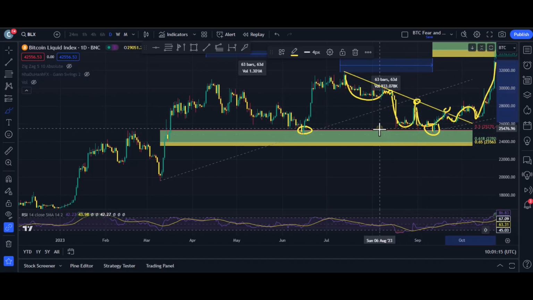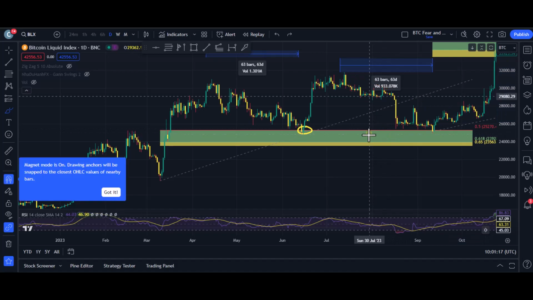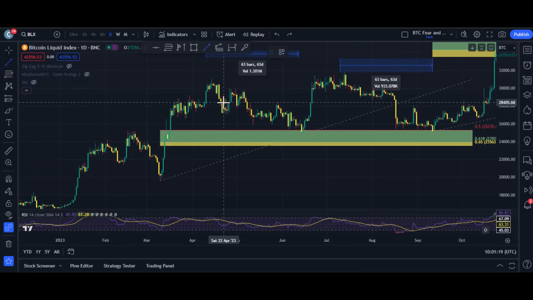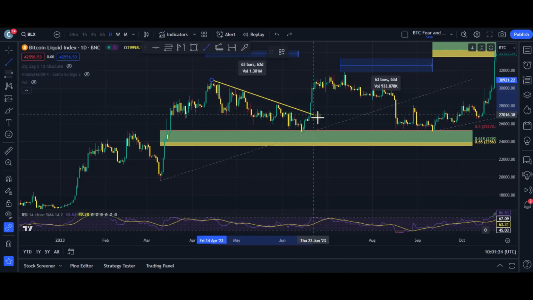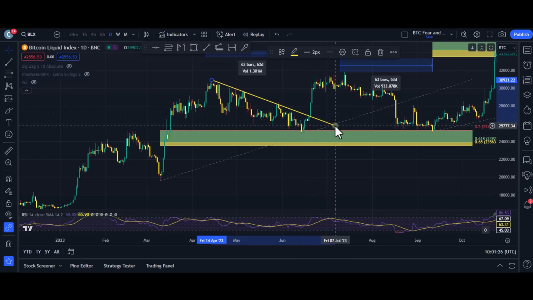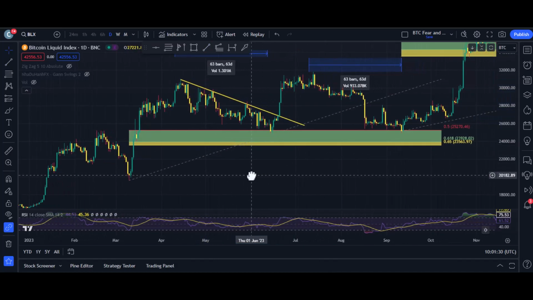So that's a way you can use the fib retracement and trend lines. That's how you can use the trend lines. Using these tools will make you a much better trader. Some people only use trend lines and fib retracements, and it can make you a much better trader. So keep that in mind.